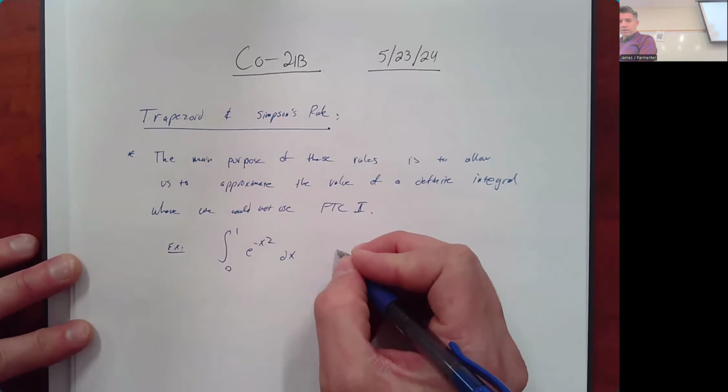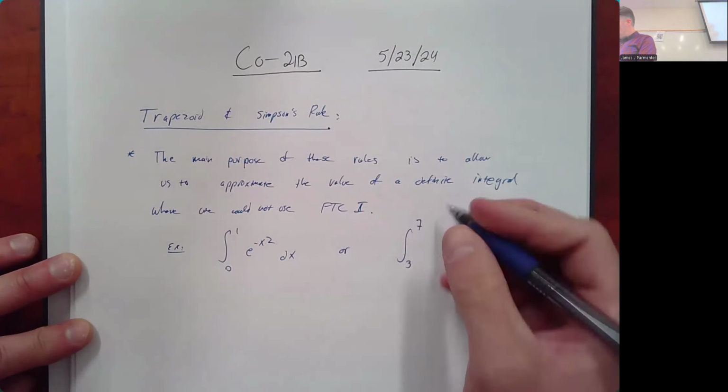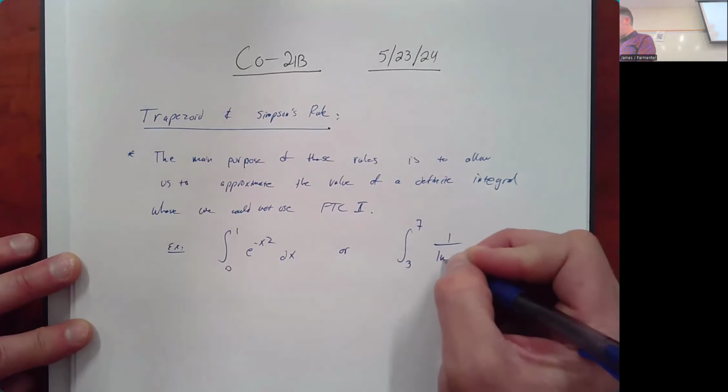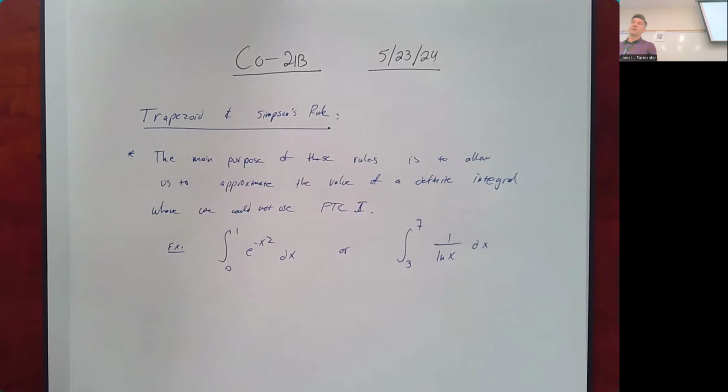Another example would be the integral from 3 to 7 of 1 over the natural log of x dx. That's another function that does not have an antiderivative. There's a lot of functions that don't have antiderivatives that we can find nicely. We don't do a lot of exploring of them because we can't find their antiderivatives.